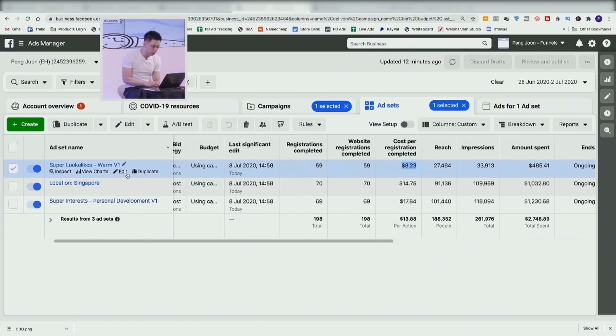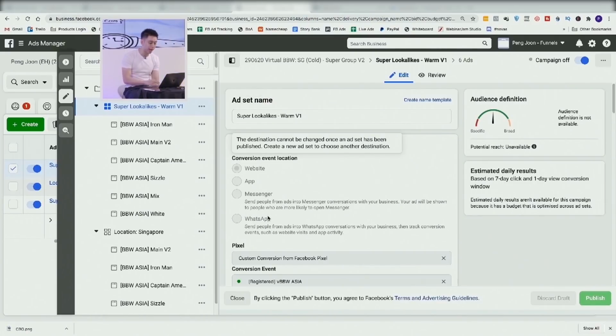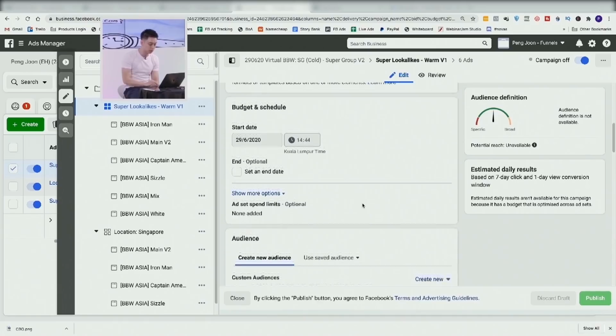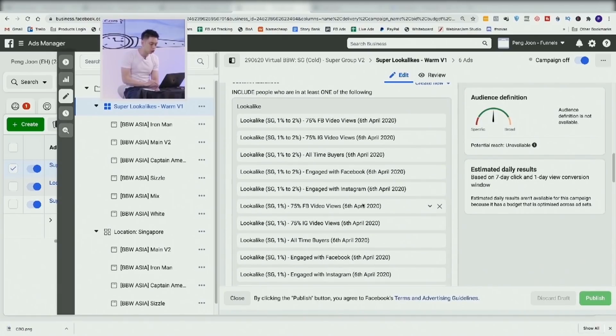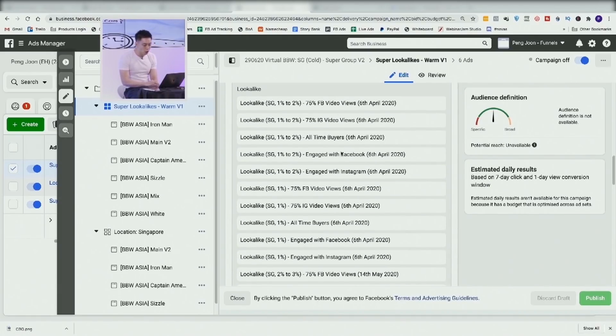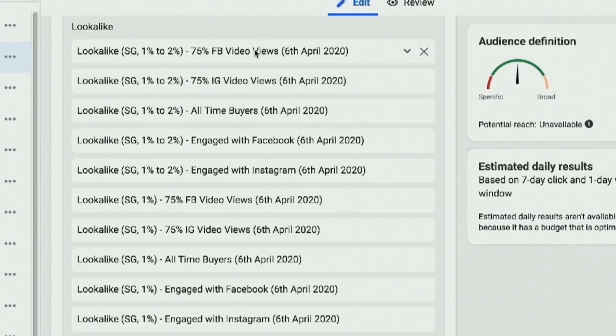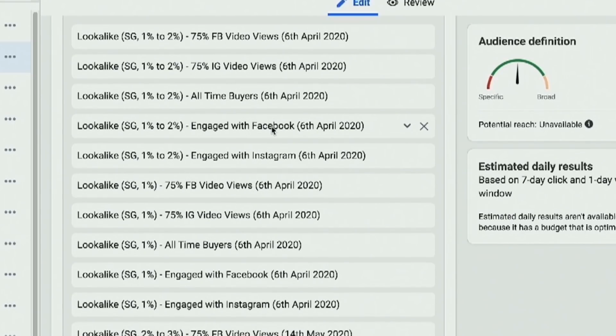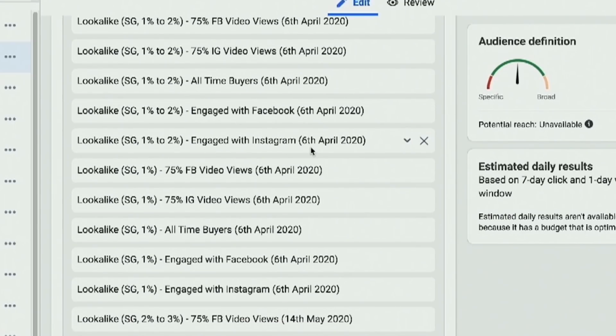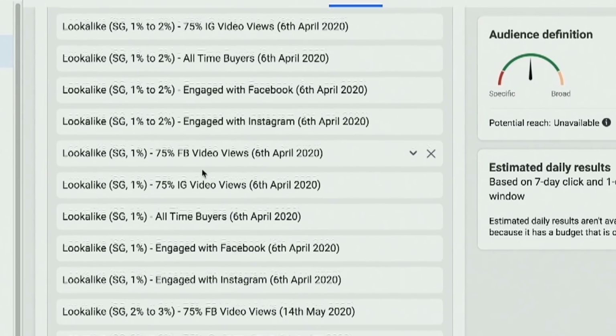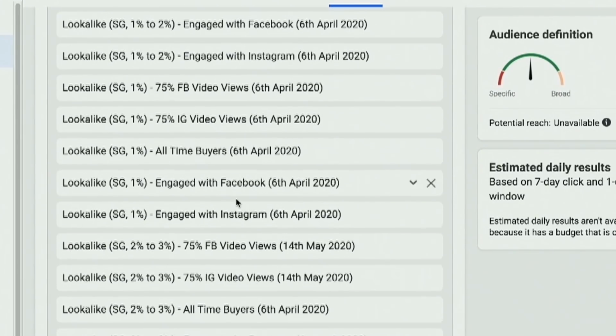If we take a look at what's inside this ad set, why is it converting the best? It is because it looks like all these other people. What does it look like? It looks like the people who watched my videos. It looks like the people who look like my buyers. It looks like people who have engaged with my page on Facebook and Instagram. It looks like the people who have bought stuff from me and engaged with me.